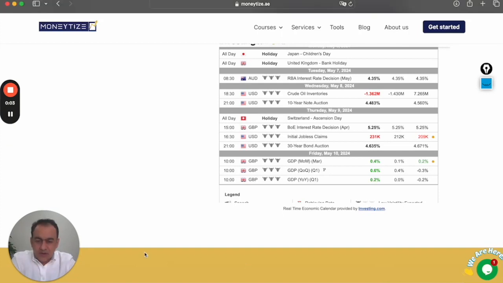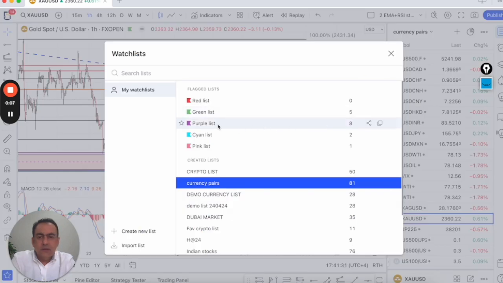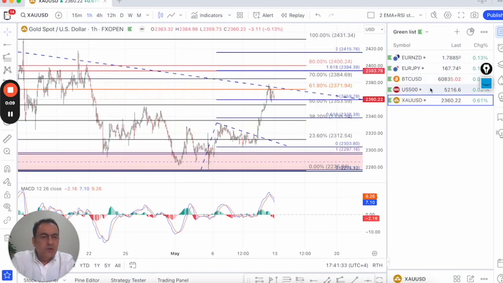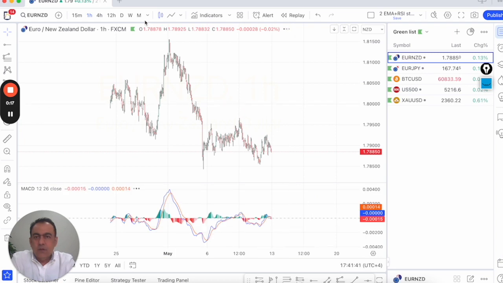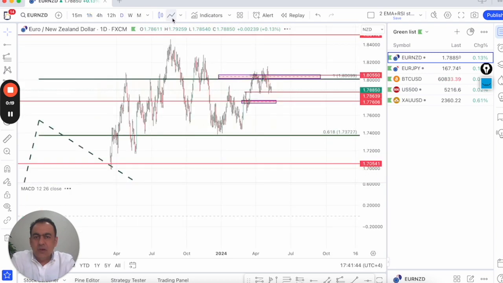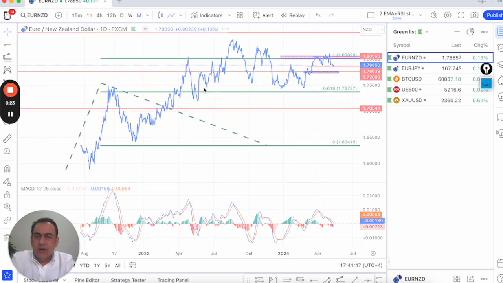So, here is my list of instruments for the upcoming week. I've already made a list here. So, let's start this week with Euro versus New Zealand dollar. I'll switch to line chart, and let's start from a higher time frame. So let's start from monthly here.